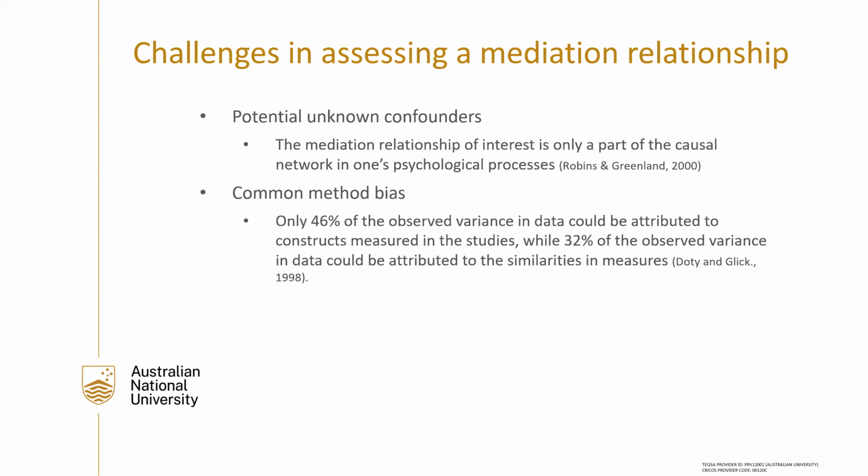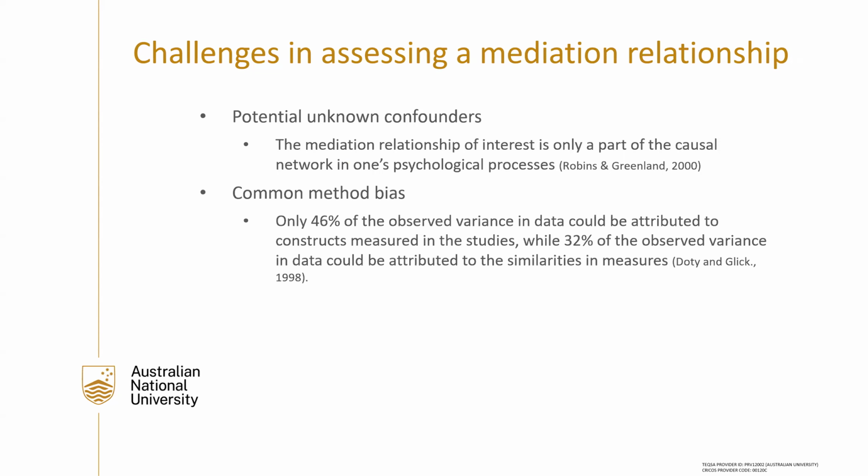In addition to this, there might also be some potential confounders that are unknown in our psychological research, so we don't know how to control them. Also, similarities in the measures could be another source of confounding, which is the common method bias. According to studies, about 32% of the variance in the data could be attributed to similarities in the measures. This common method bias could lead to false correlations and thus false identification of mediation relationships.